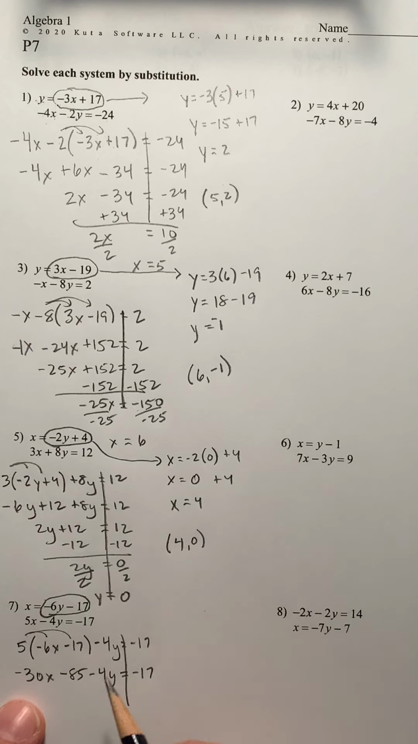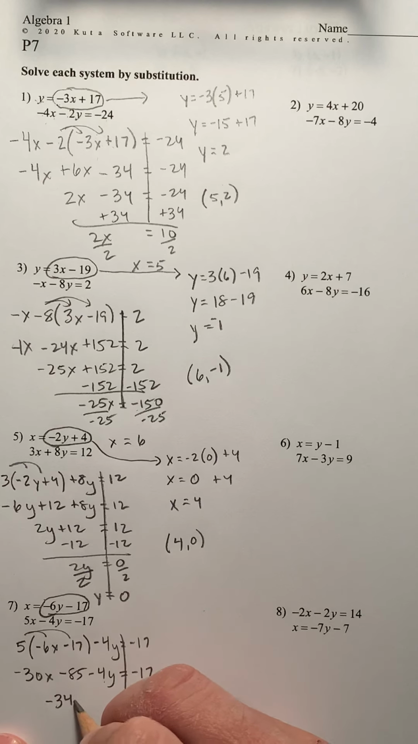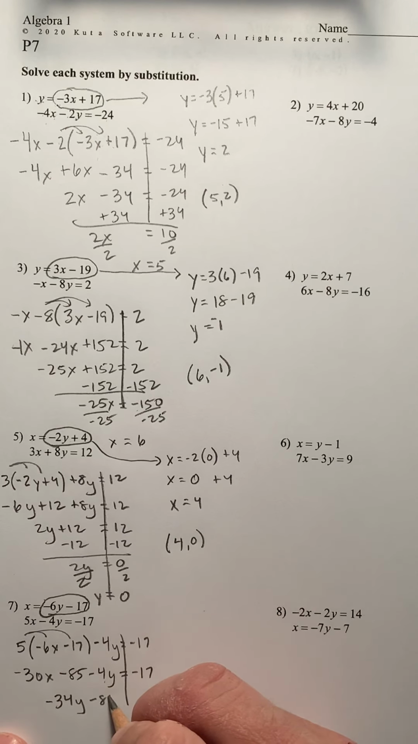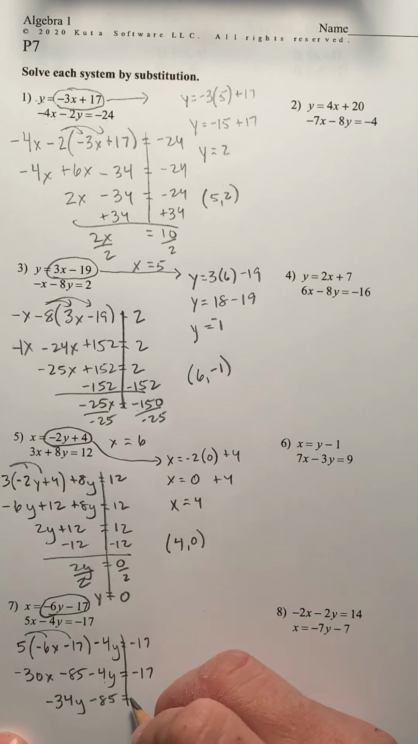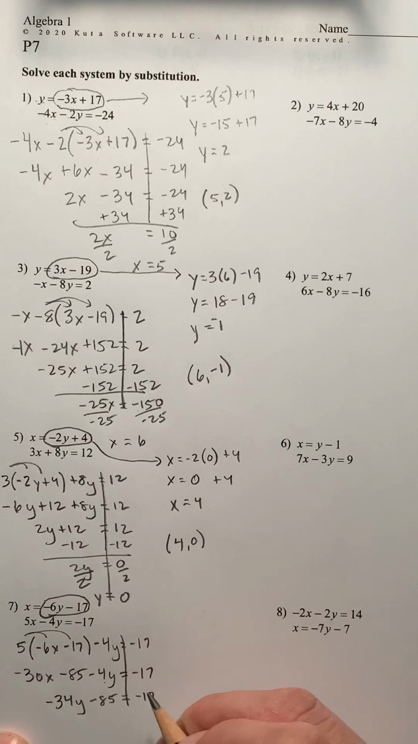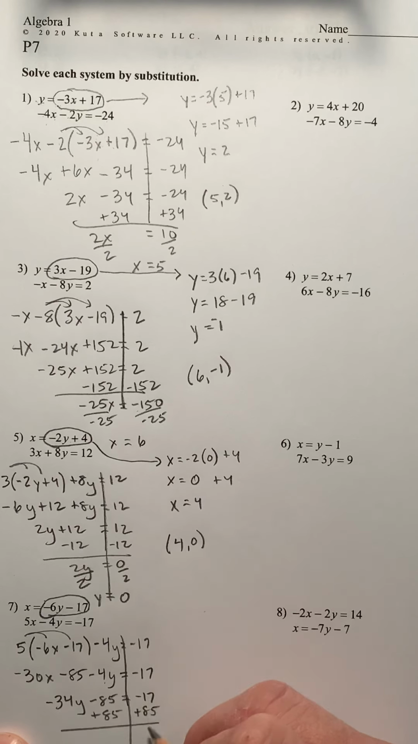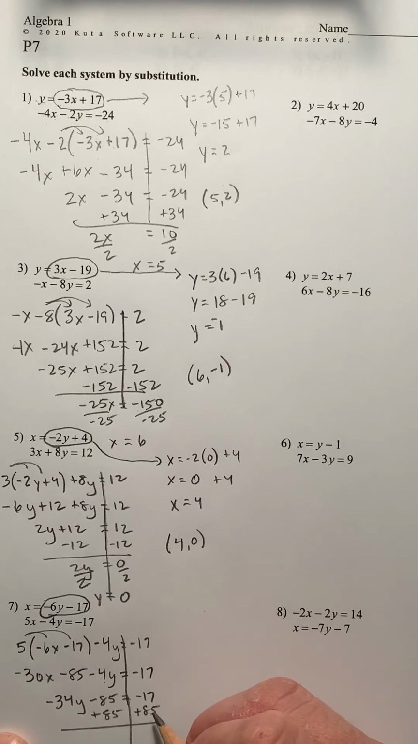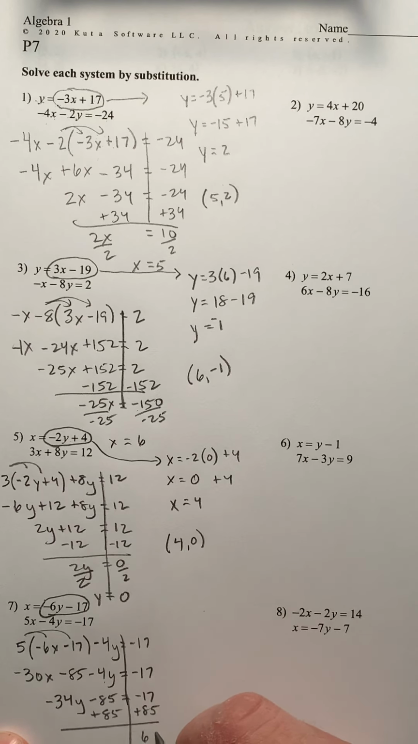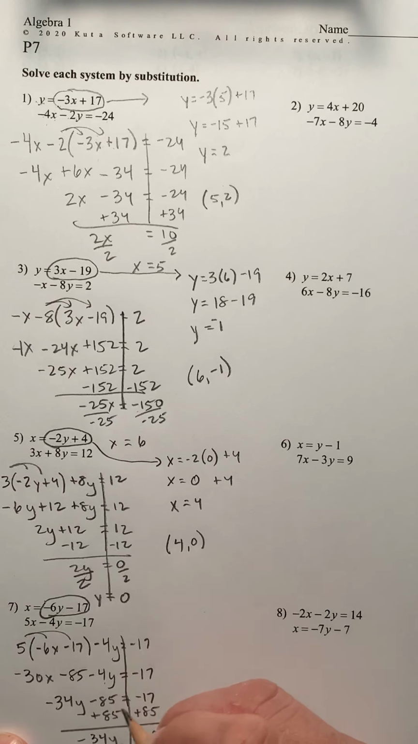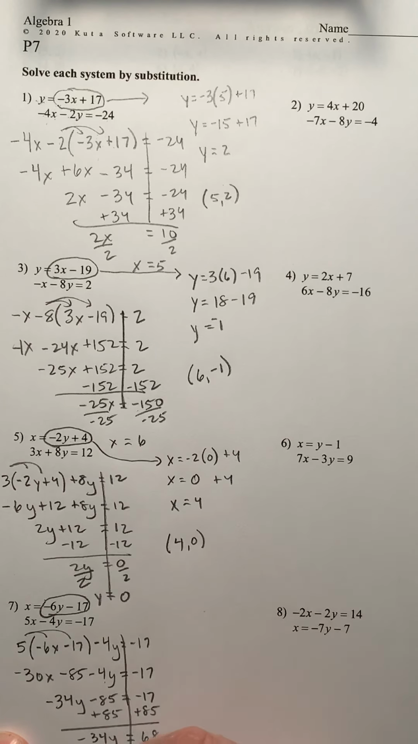I combine my like terms. I got negative 34y. Negative 85 and then negative 17. We're going to add 85. Be careful with your calculation here. Type it into the calculator just to verify. You're going to get a 68. Okay, positive 68. So we've got negative 34y equals positive 68.